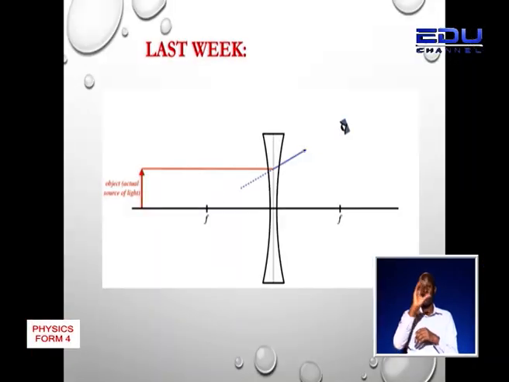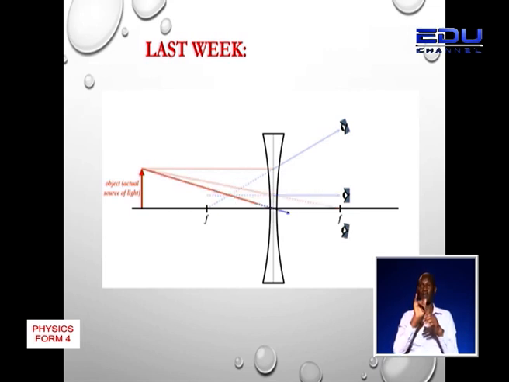For the concave lenses, we have a ray that is parallel to the principal axis would be refracted to seem to come from the focal point, and a ray that passes through the optical center will pass undeviated. And lastly, a ray that would have passed through the focal point is refracted parallel to the principal axis.